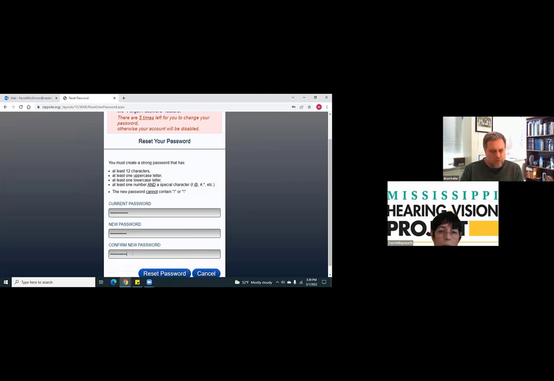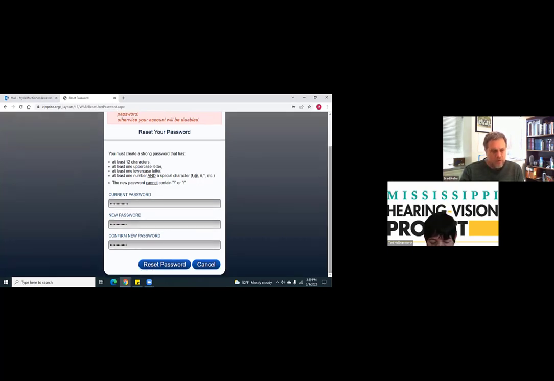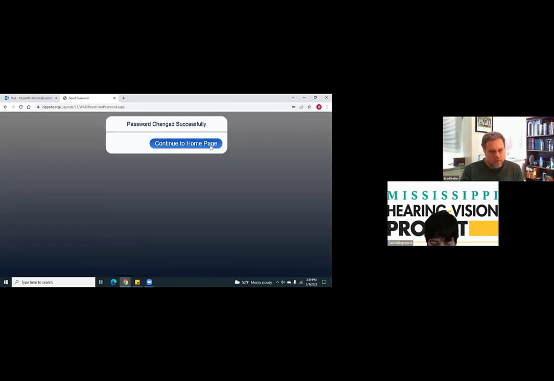If you don't meet all of the criteria, or if you're missing one of the criteria, if it's not at least 12 characters, has at least an uppercase letter or a lowercase letter, and at least one number and a special character, you will get a red error message. So you'll just have to make sure that it meets that criteria. Then you'll go on to press reset password. And you will press continue to home page.